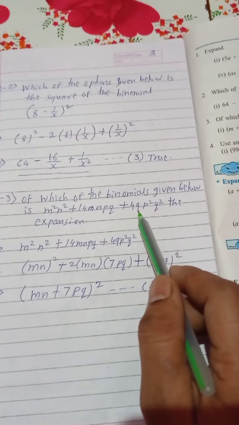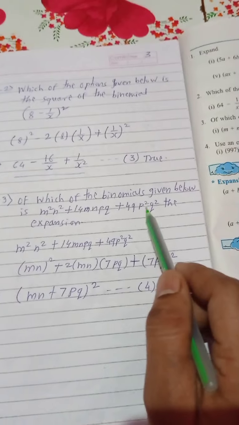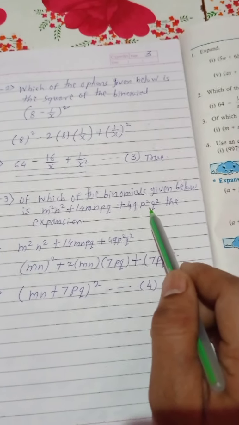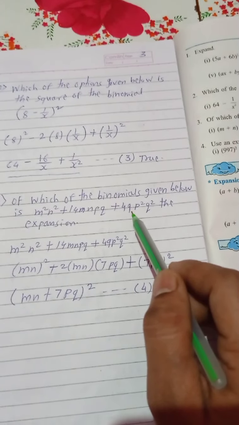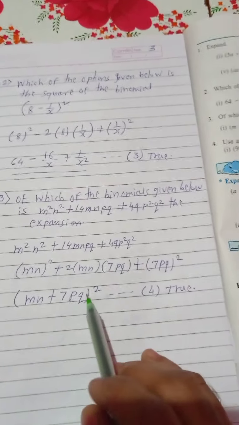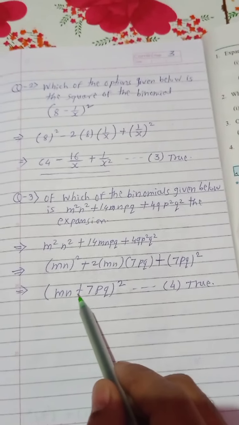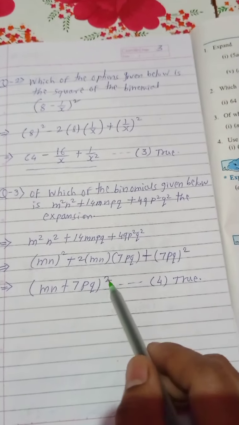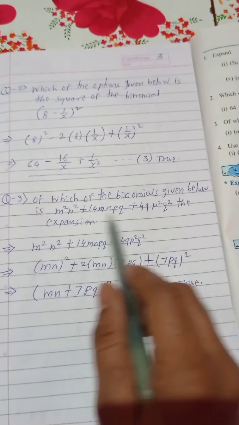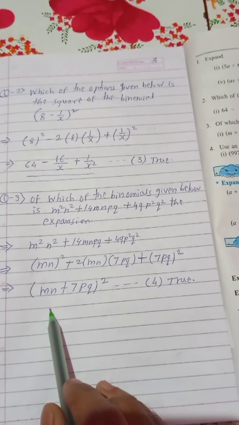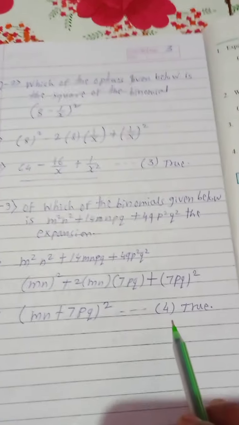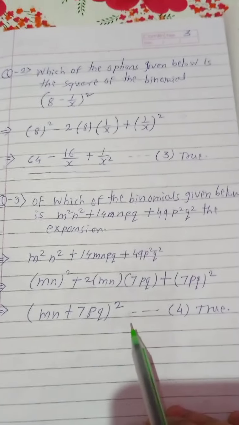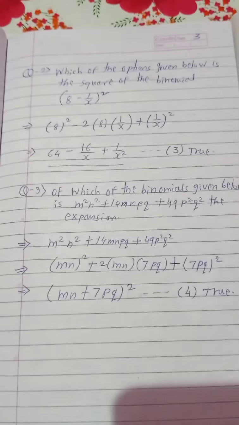49 is the square of which number? 7. And the square root of p square q square is pq. So a is mn and b is 7pq. Then you can directly write the answer as (mn plus 7pq) bracket square. This is the binomial whose expansion is given. In this, option number 4 is the correct answer for question number 3. So this is about question number 3.